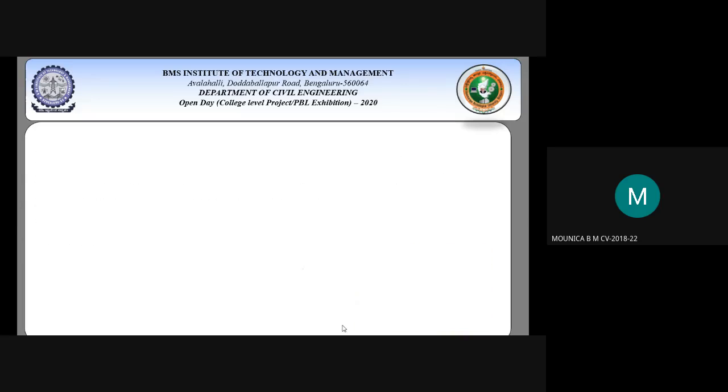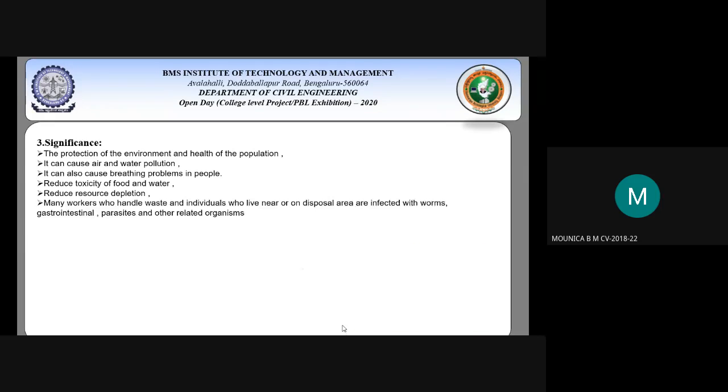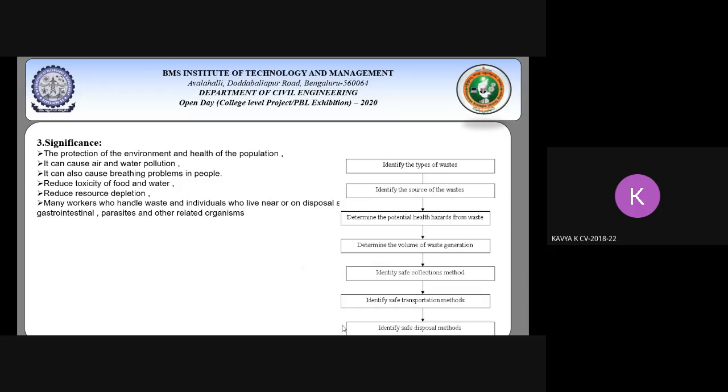As Monica explained, solid waste causes many problems such as air and water pollution, and also causes breathing problems. By managing solid waste, we can reduce resource depletion. In the flow chart, we can see that first we have to identify the types of waste, and then segregate the source of waste and determine the potential health hazards from waste. Then we should determine how much volume of waste is generated, and then identify the safe collection method. Going on to the next slide.